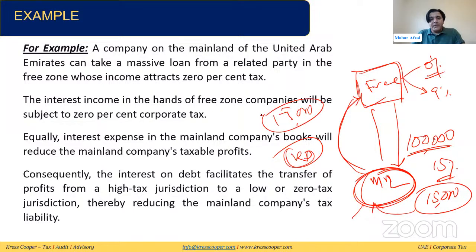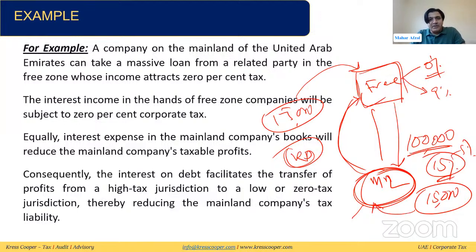As we discussed, we take an assumption that the income of the free zone company will not be subject to tax for the time being. So once this 15,000 is transferred from the mainland company to the free zone company in the form of interest, it will not be subject to corporate tax in the free zone company, but the mainland company can claim 15,000 as an interest expense, which will reduce its taxable profits. So the group companies can have some sort of planning where they can reduce their taxable profits. Might be the market rate is 5%, they are taking a loan at more than 5%, 15%, 20%, whatever they are agreeing in between, and at the same time they can transfer the profits.